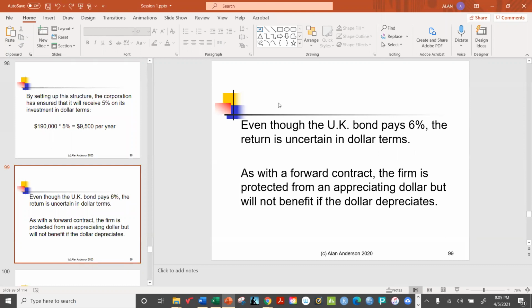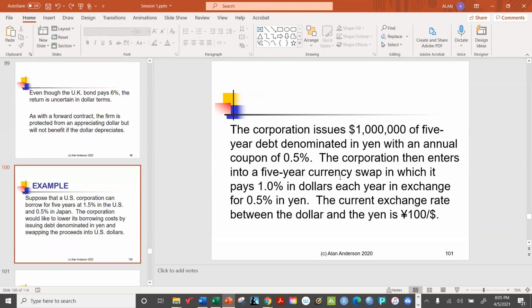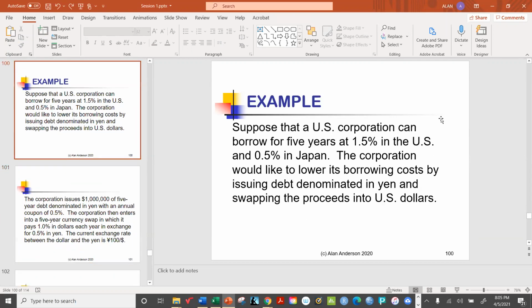Okay, so once you've locked into this position, though, of course, you can't benefit if the dollar gets weaker. You're locking in the rate that you'll earn from this swap and the bond. You've gotten rid of all of your risk, and that's exactly what you're hoping for. Now, sometimes swaps can be used for other purposes. For example, let's look at this one.